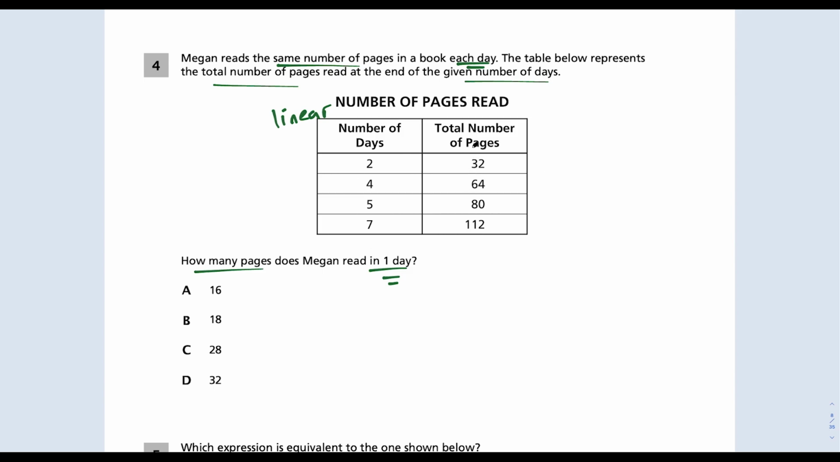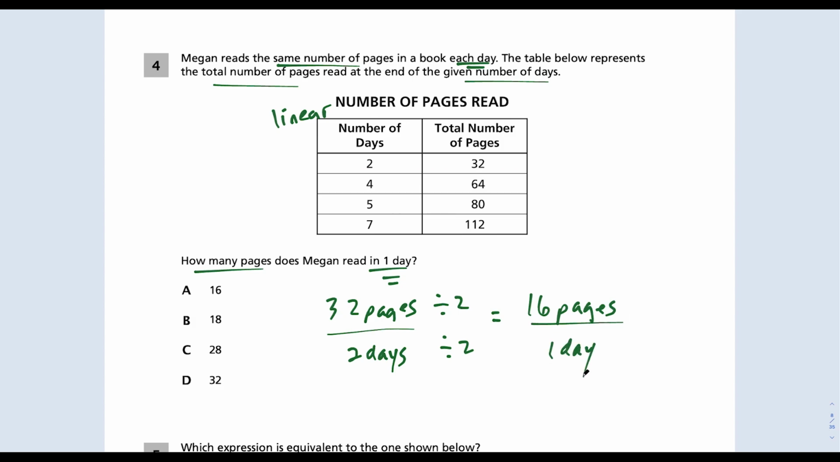So we could think proportionally here. You could think about, let's say I take 32 pages in 2 days. If I want to find out how much Megan reads in one day, I could divide the top and bottom by 2. And this will tell us that Megan reads 16 pages in one day like this. Okay, so 16 pages in one day. Choice A is our answer.